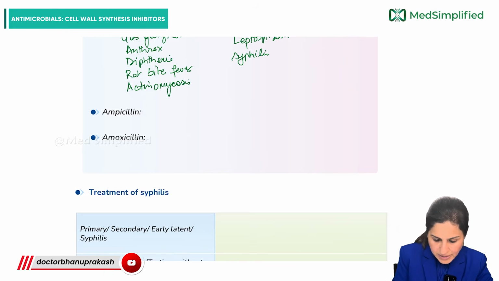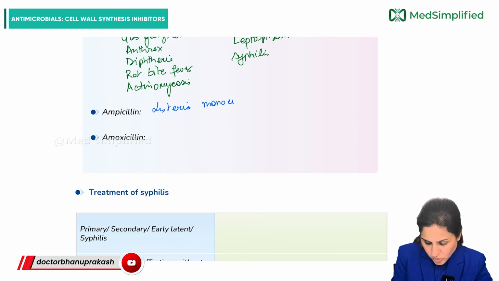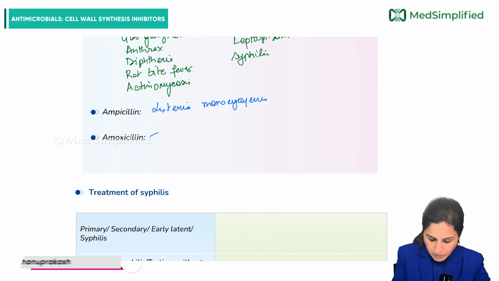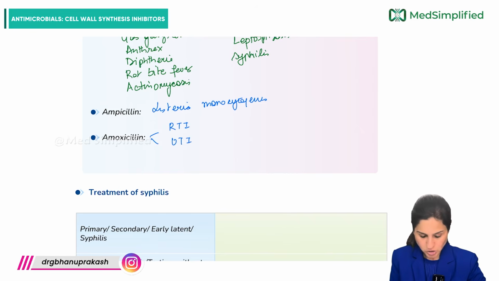Ampicillin is used in case of Listeria monocytogenes. Right? It is the drug of choice here. Amoxicillin is used in respiratory tract infections and also in some urinary tract infections. Now, very important is the treatment of syphilis.